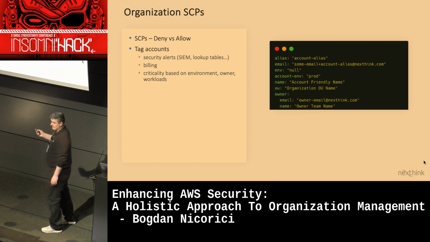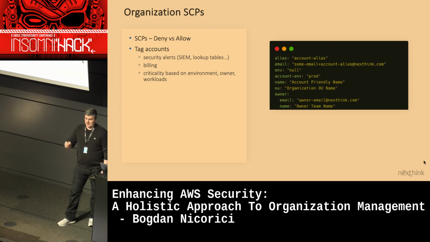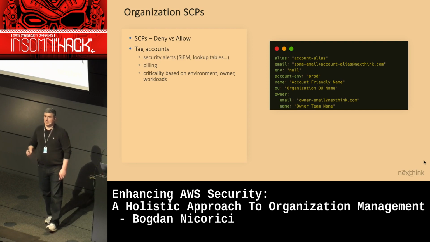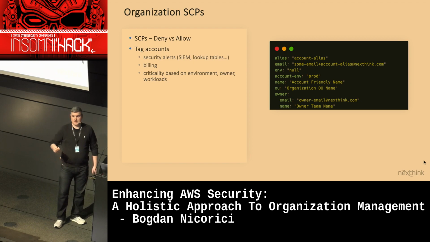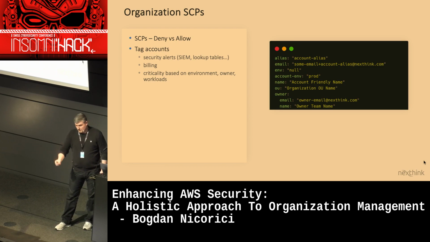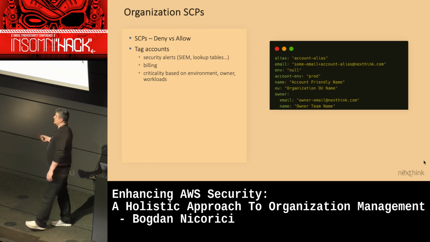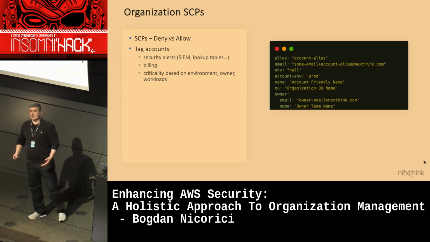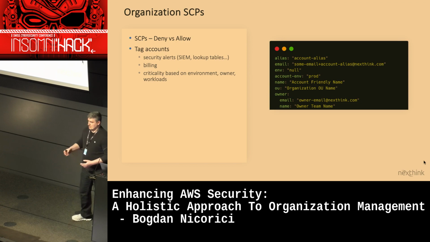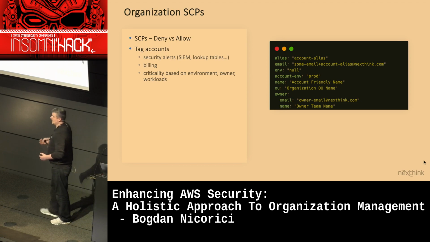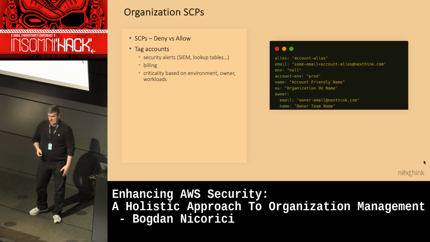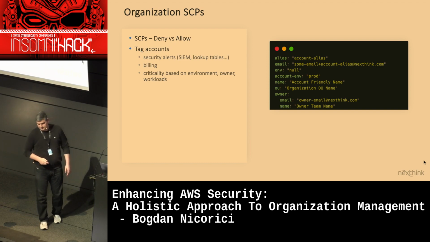Like mentioned previously, tagging accounts is very useful. We actually use those tags heavily. We use them in our SIEM alerts to distinguish, is it production? Is it critical? Also for billing, and as well the owners. When you manage so many accounts, in the end, you need to know who's running workloads in that account, who's responsible for those workloads, who do we need to contact in case there's a problem. And all of that information is always tagged in the account.